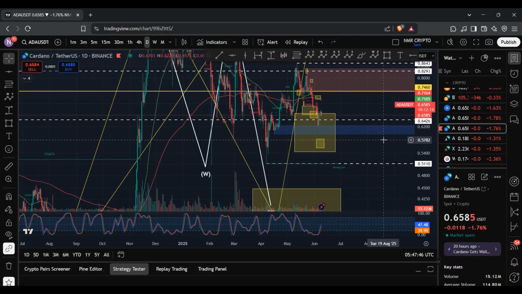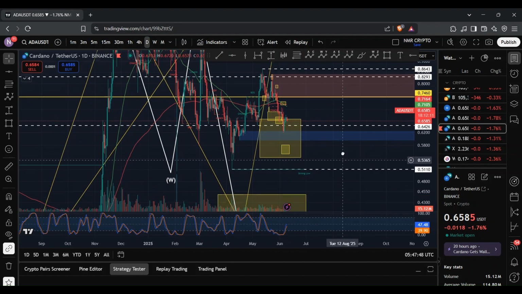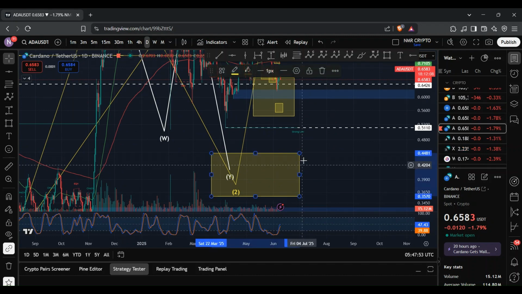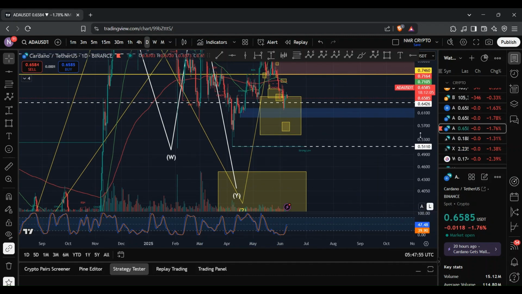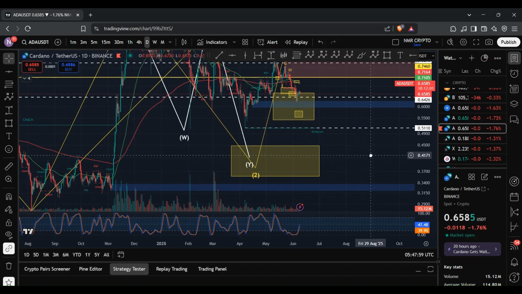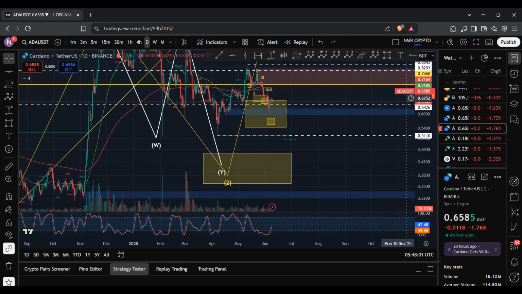And so ideally what I am looking for is a bigger WXY structure. And if we were to breach past this region, then it's possible that we continue to see lower lows and ADA can then potentially tap into this region here. But I am looking for this move to take place first, as opposed to this move. But I'm not going to discount this scenario from playing out also.